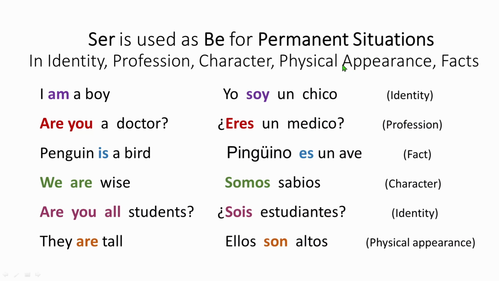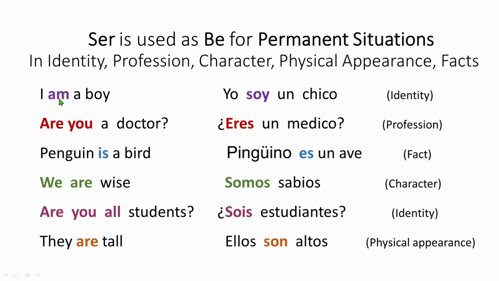Physical appearance: he is handsome, he is ugly. For any physical appearance we use this. Facts, right? A fact is also permanent. We use it like, Neil Armstrong is the first person to climb Mount Everest. No, I'm sorry, to go to the moon. So it's a fact. So Neil Armstrong is: here in place of is you need to use the ser form.